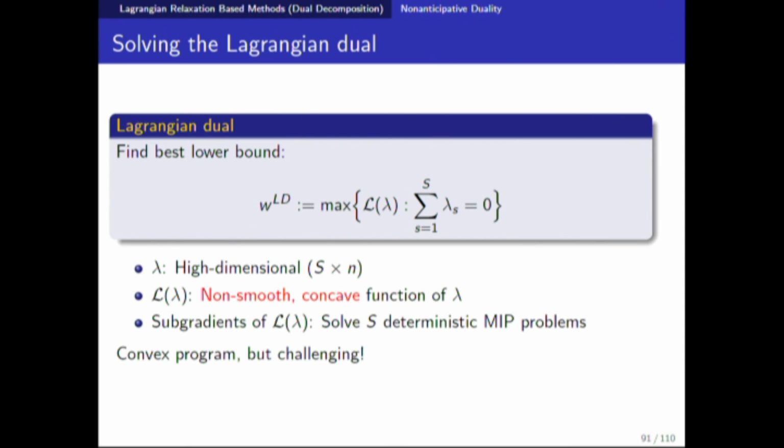Furthermore, the good news is I'm maximizing a concave function. But the bad news is it's not smooth. Maximizing non-smooth functions is quite difficult. And finally, to get a subgradient of this, which is what you're going to need for any algorithm for maximizing this, you have to solve all those deterministic mixed integer programs. So there's a lot of work involved in just evaluating subgradients. It is a convex program because you're maximizing a concave function, so that's the good news, but it's really challenging. So we have to think about how we'll solve this.